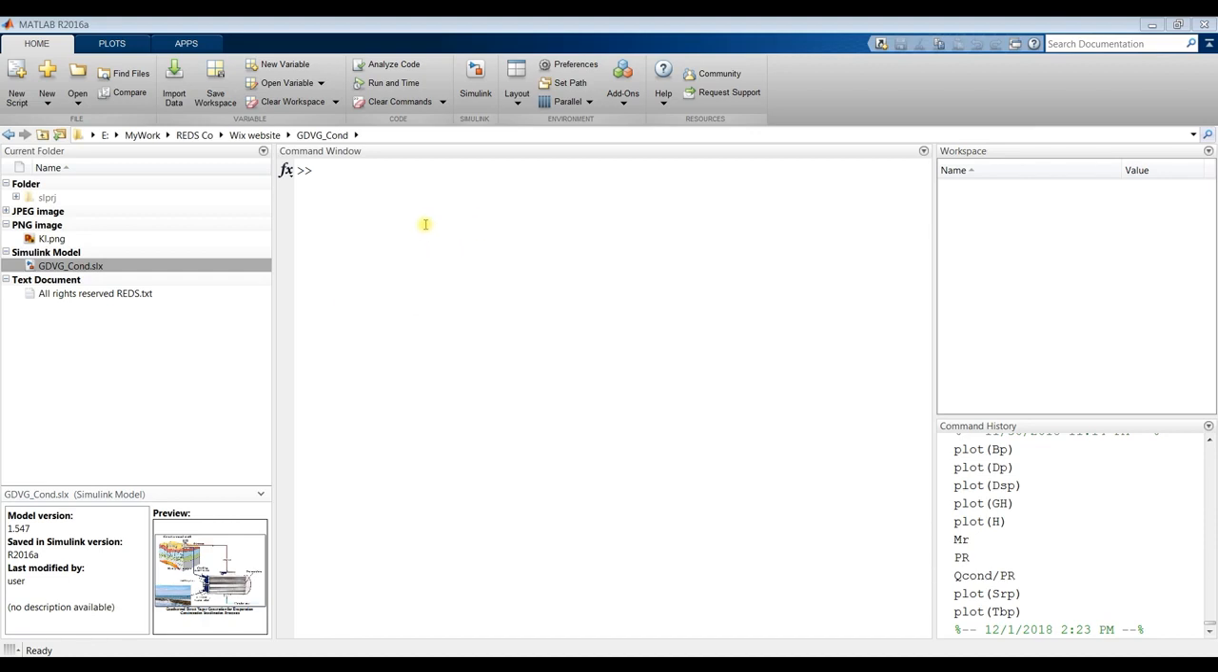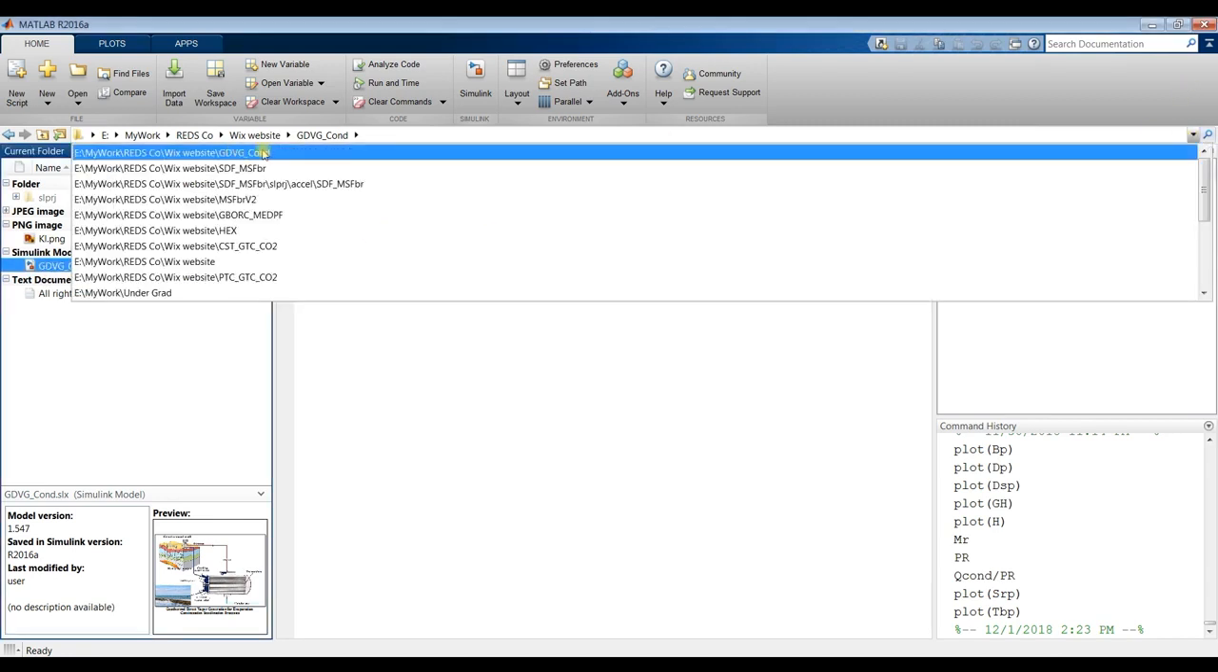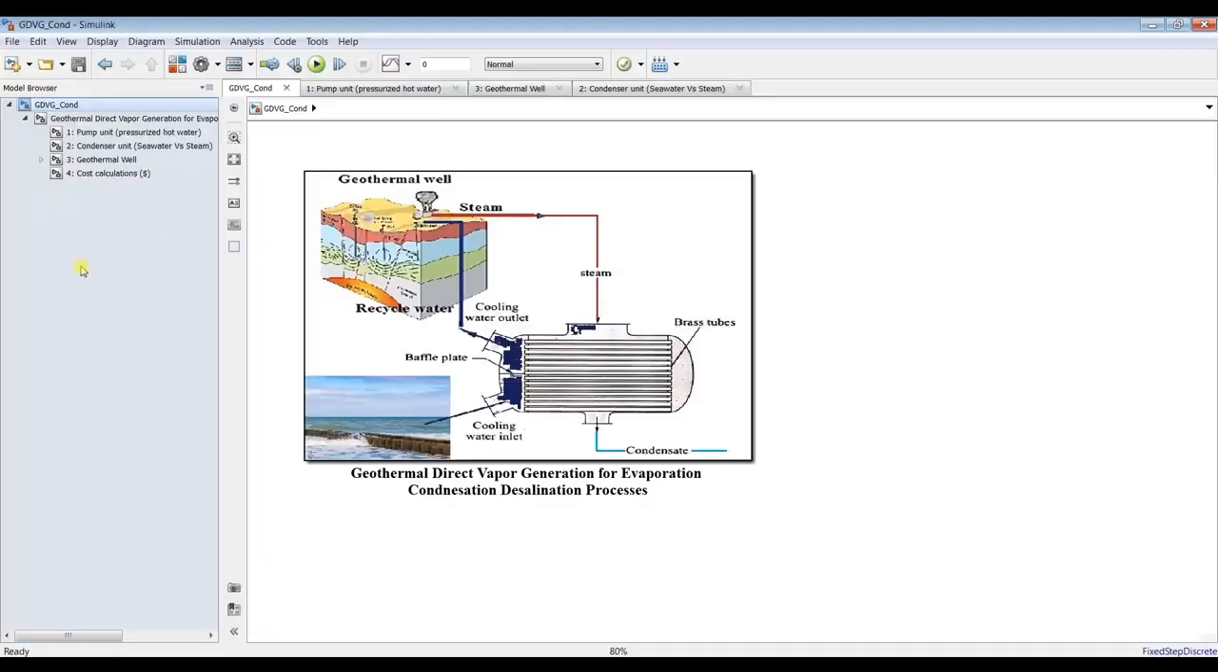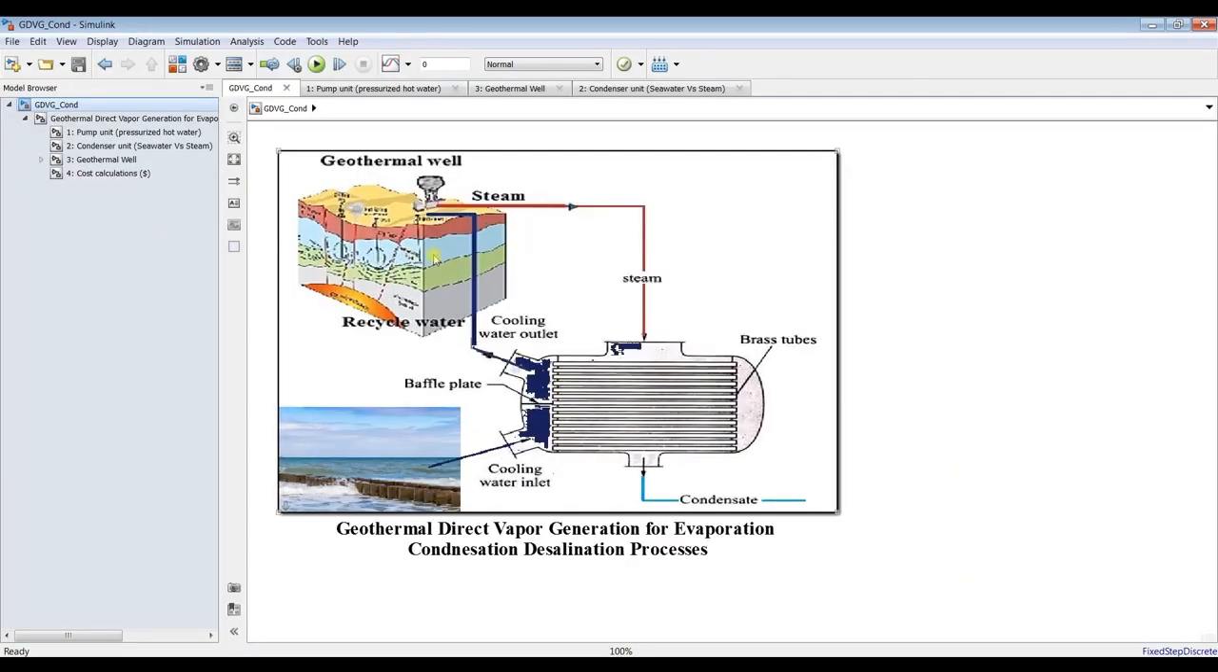So go to your destination folder and double click. Your model should appear like this. What is this modeling about? It's desalination: geothermal direct vapor generation for evaporation, condensation, and distillation processes.